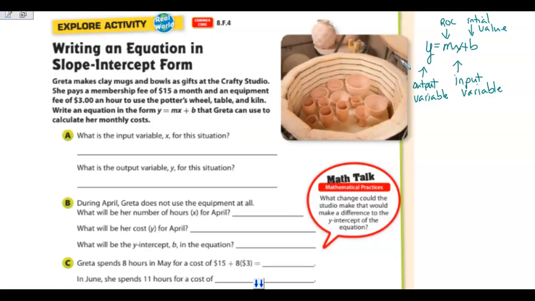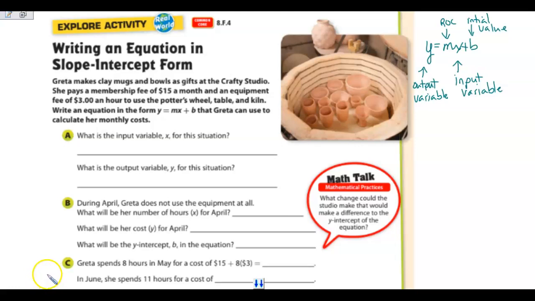It says, Greta makes clay mugs and bowls as gifts at the Crafty Studio. She pays a membership fee of $15 a month and an equipment fee of $3 per hour to use the pottery wheel, table, and kiln. Write an equation in the form of y equals mx plus b that Greta can use to calculate her monthly costs. So in this situation, what is the input variable?